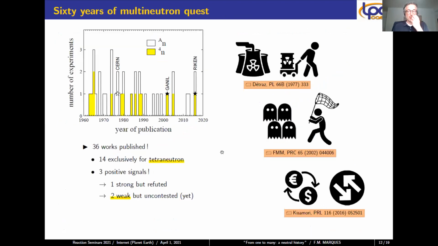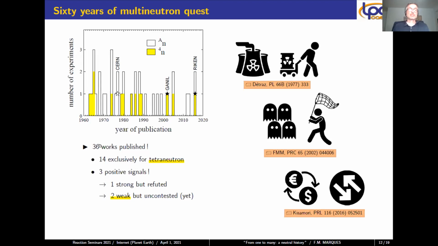So just before going to the future, or the short-term future, this is a summary of the experiments that we have reviewed. This is a plot of the chronology. This is the year of the publication. I have compiled 36 works. Among the 36, only 32 were not using neutron detectors, so most of them. 14 were for the study of the tetraneutron. You have them in yellow here.